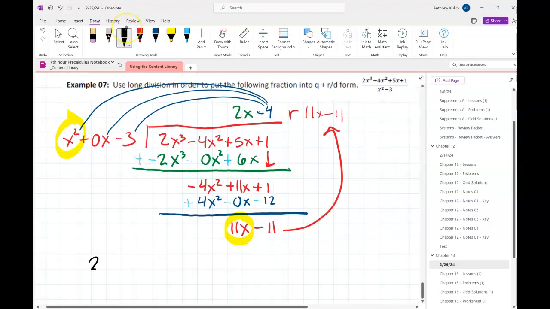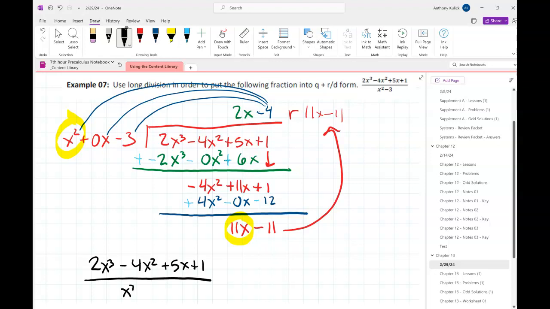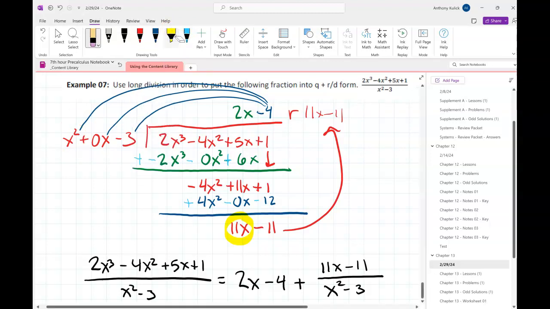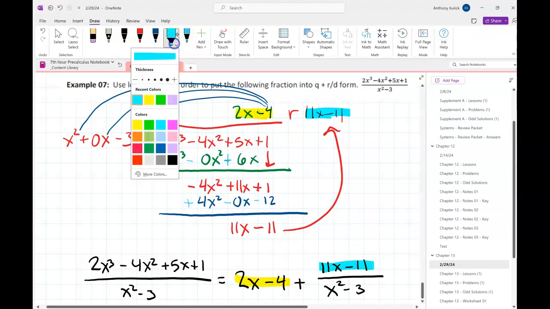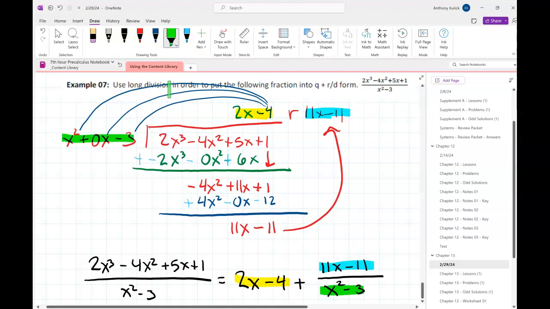So to write my final answer, I can say that this fraction is equal to my quotient plus my remainder over my divisor. Do some color coding here for everybody. So this quotient, this remainder, this divisor.